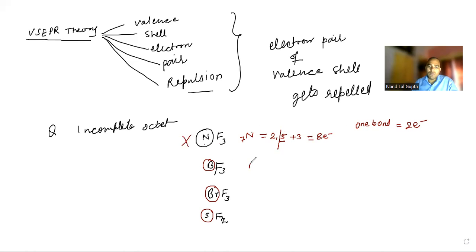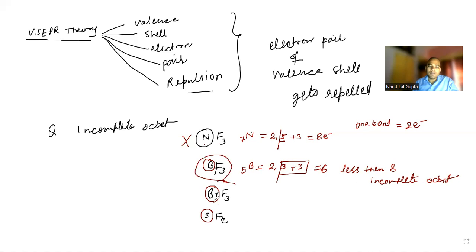Now BF3. Boron's atomic number is five, configuration 2, 3. It has 3 valence electrons and 3 bonds. Total electrons in the valence shell are going to be 6, and 6 electrons is less than 8. So that is an incomplete octet. Can you understand? This is our required answer, BF3.